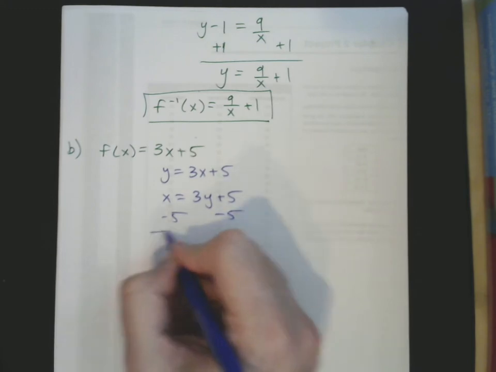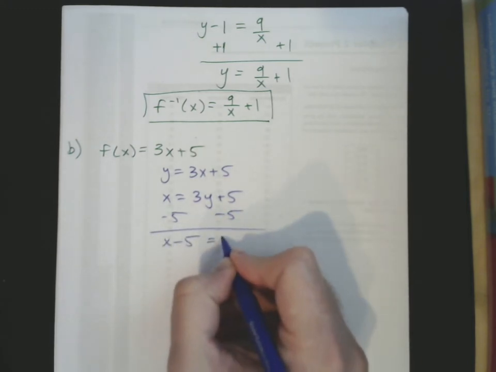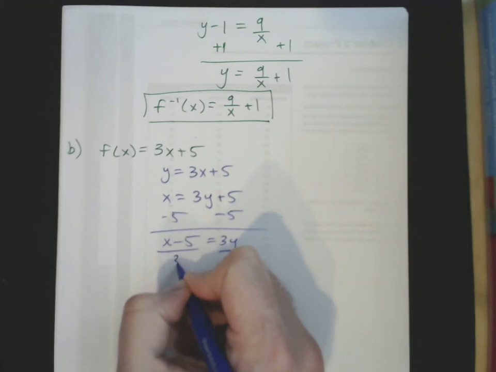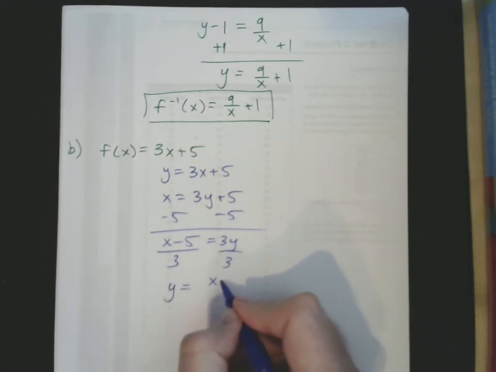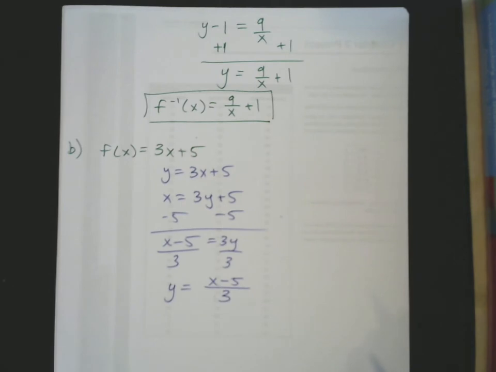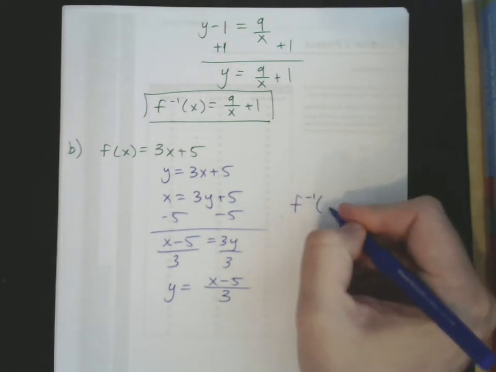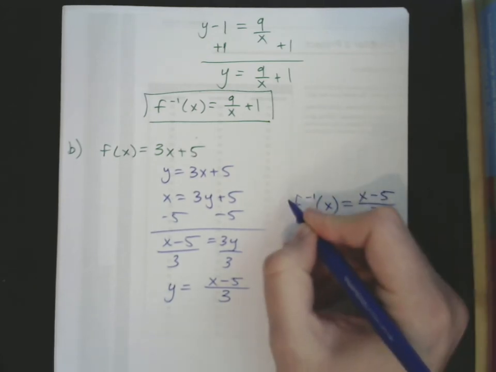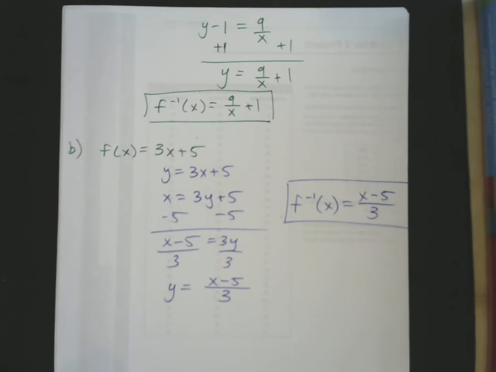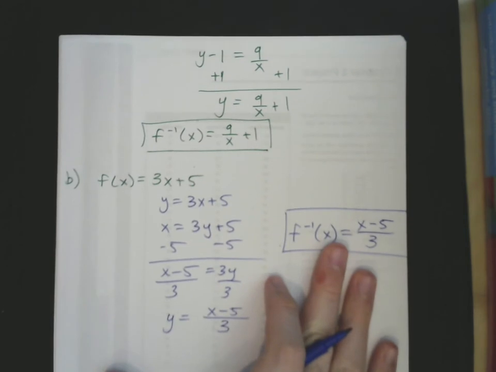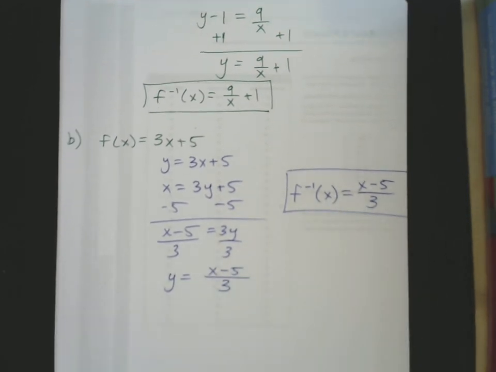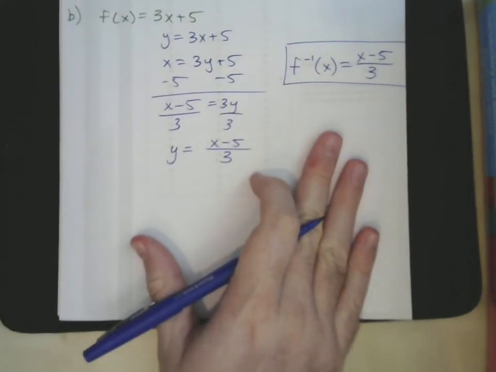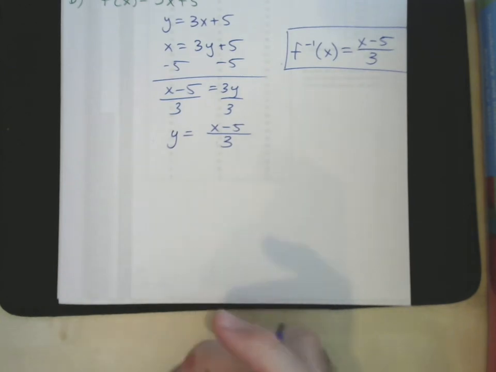Minus 5, minus 5. X minus 5 equals 3y. Divide by 3, divide by 3. Y equals x minus 5 over 3. And then switch back to function notation. F inverse of x equals x minus 5 over 3. That's our inverse. So the homework's going to have plenty of problems for you to practice finding inverses, but this is the process no matter how complicated the function is. You just switch your x's and y's and solve for y again.